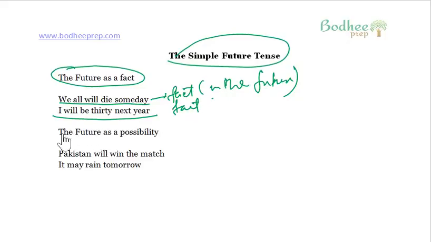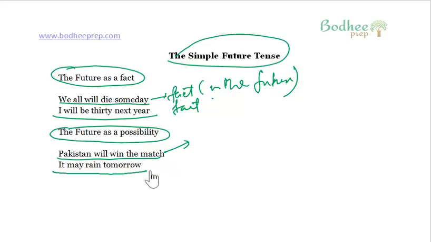The future as a possibility is also the simple future tense. Pakistan will win the match. So it's a possibility, almost a certainty in the future. It may rain tomorrow. We may become rich. So the simple future tense is basically the future as a fact. Something may happen in the future, something that is likely to happen in the future. The future as a possibility in which something is likely to happen in the future. So when you say as a fact, there is almost a certainty to it, and when you have a possibility, then also you can use the simple future tense.